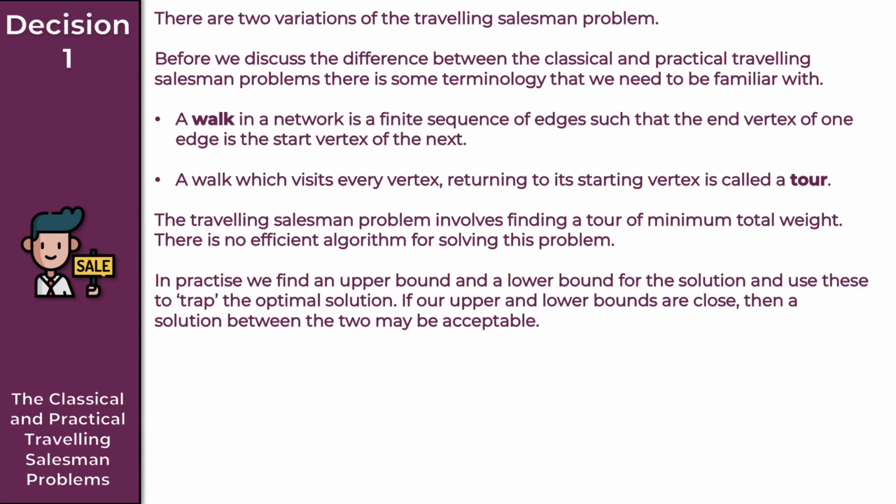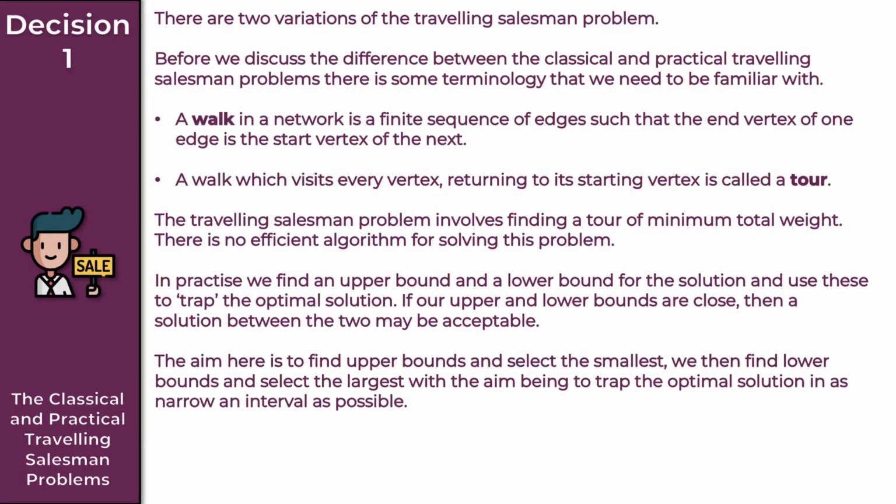So in practice then, what we do here is we find an upper bound and a lower bound for the solution, and we use these to trap the optimal solution. So if our upper and lower bounds are close, then a solution between the two may be acceptable. And the aim here then is to find upper bounds and select the smallest. We then find lower bounds and select the largest, with the aim being to trap the optimal solution in as narrow an interval as possible.